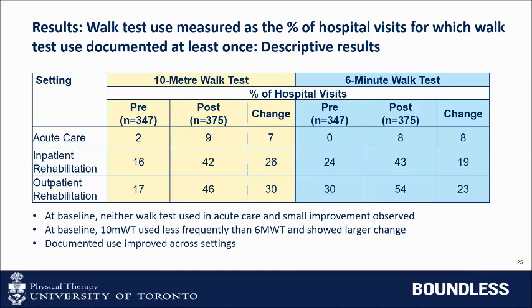Post-intervention, use of the 10-meter walk test increased by 7% here in acute care and by 26% in inpatient rehab and 30% in outpatient settings. In acute care, the 6-minute walk test was not used at all, but it was used in 24% and 30% of visits in the inpatient and outpatient settings. Post-intervention, use of the 6-minute walk test increased by 8% in acute care, 19% in inpatient rehab, and 23% in outpatient settings.